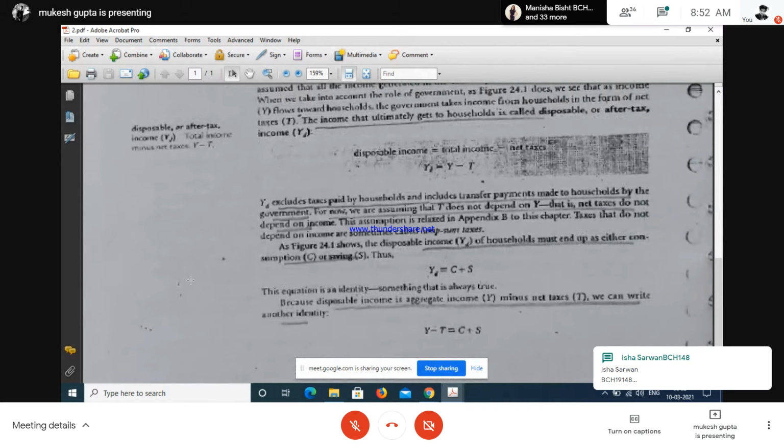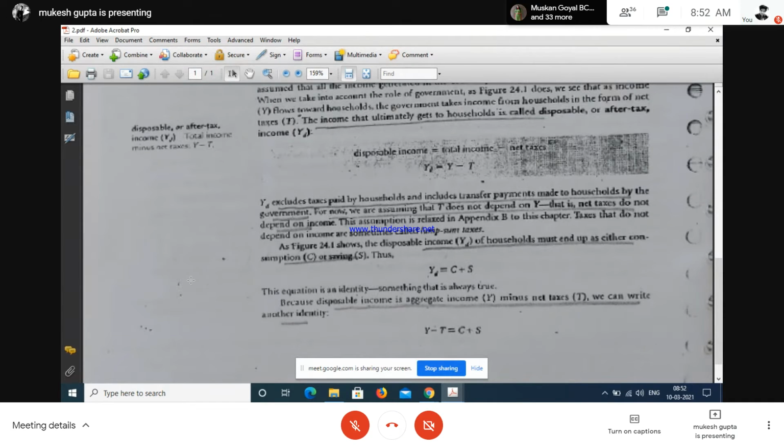And how does the household use this disposable income? Some part goes to consumption and some part is saved. So disposable income is the sum of consumption and saving of the household. Some part goes for consumption expenditure and the remaining part is left as saving.